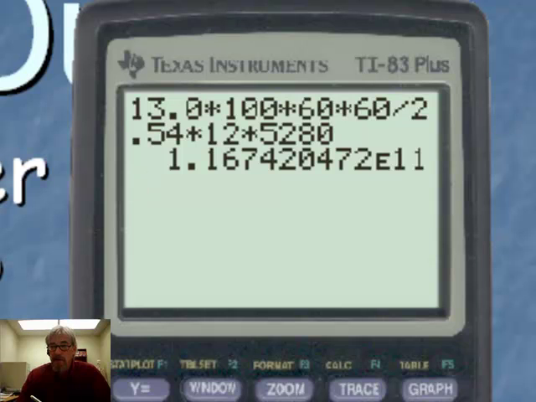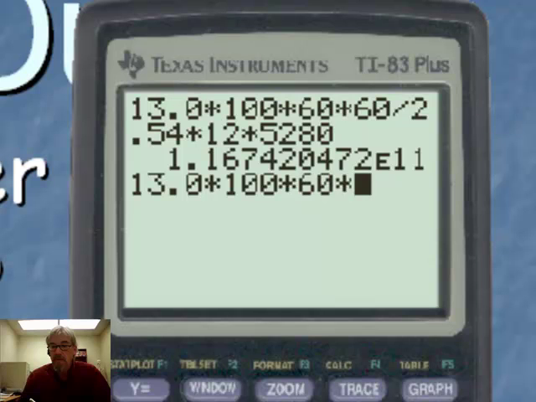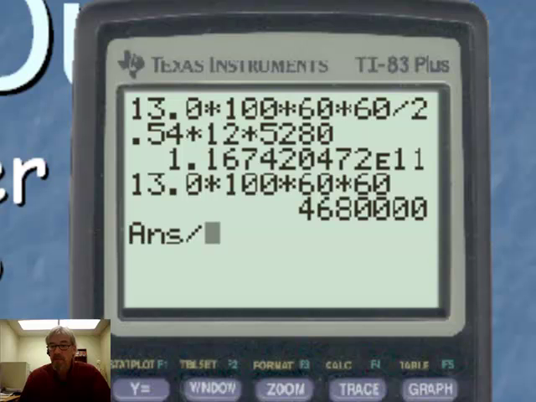Watch carefully. I start out with 13.0 again, times 100, times 1 times 1 times 1, times 60, times 60. Now, I'm going to hit enter and do that calculation. There's my product. Now, when I hit divide by, I'm not going to start multiplying. I'm going to put a parenthesis in here. Now, that's telling my calculator, do the multiplication that's in the parenthesis first, and then divide by 46,800,000.